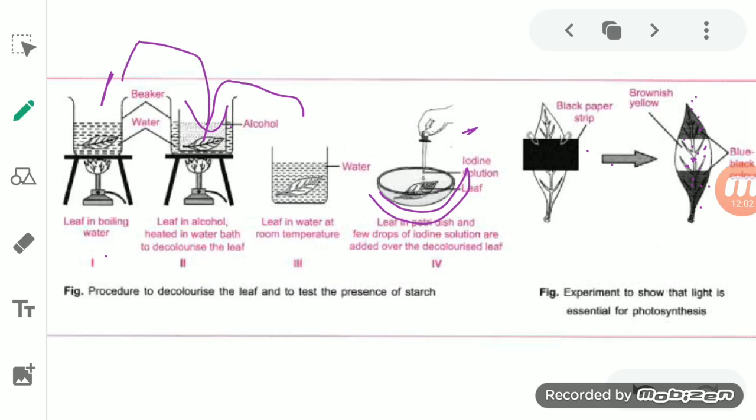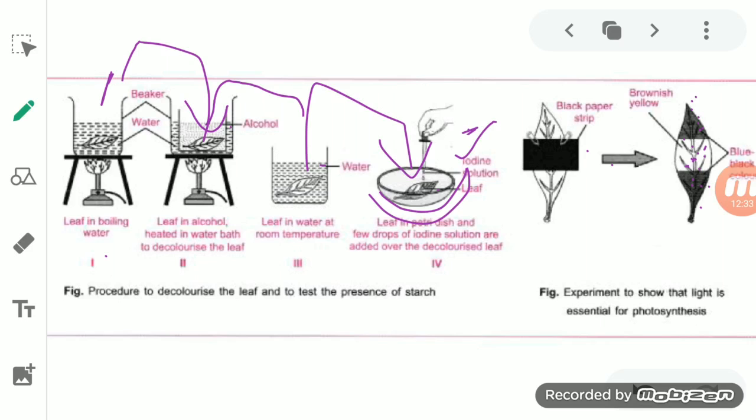Why are we heating it in alcohol? Alcohol helps in making the leaf colorless, removing the green color of the leaf. Then we will wash it with water to remove the extra chlorophyll, and we will keep that leaf in a petri dish, where with the help of this dropper we will add the iodine solution, and then we will see the changes that occur in the leaf.